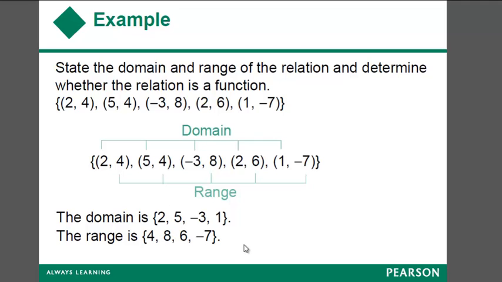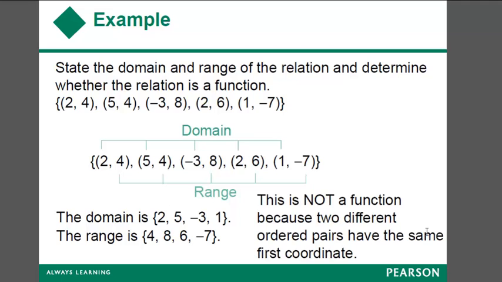Now then, the question is, is this a function or not? Is this relation a function? The definition of function said that the relation could not have a domain that repeated itself. 2 here and a 2 here. This is not a function because two different ordered pairs have the same first coordinate.